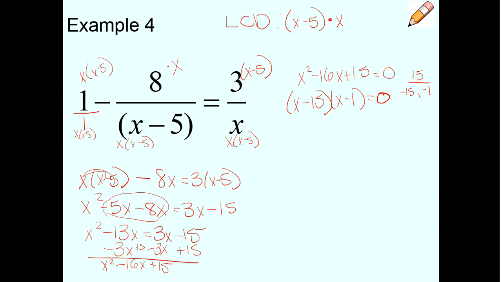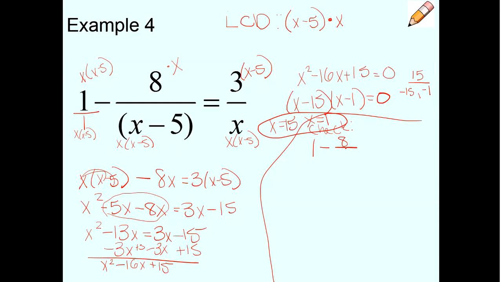Let's do a check, make sure that they work. So I'm going to make my little check area here. Check. Okay. Oh, I didn't even put my answers. x equals 15 and x equals 1. Almost forgot our answers there. So we got 1 minus 8 over, let's check 15, so that'd be 10 equals 3 over 10. Well, I can make this 1 10 over 10, right? Because that simplifies down to 1.